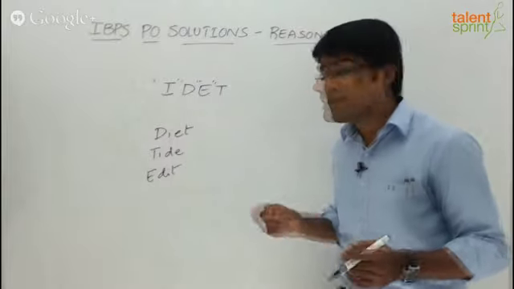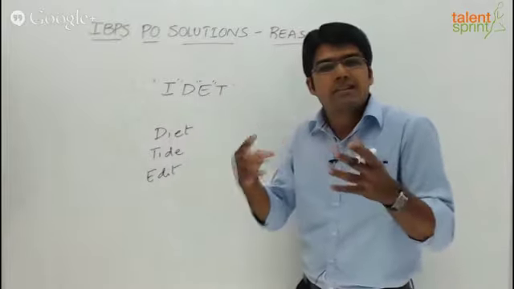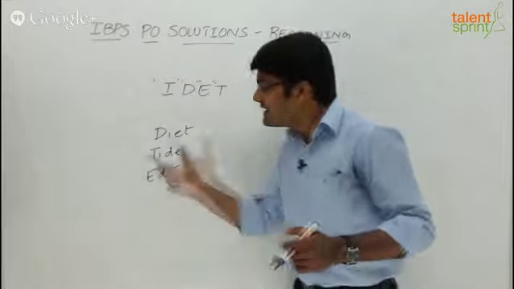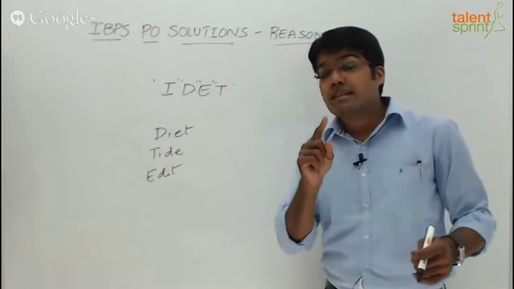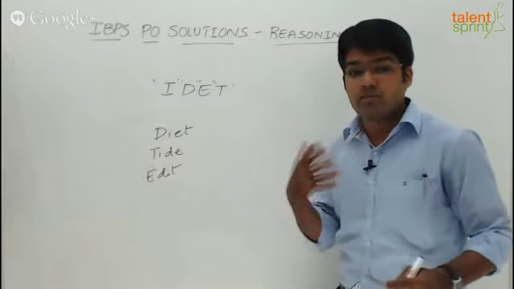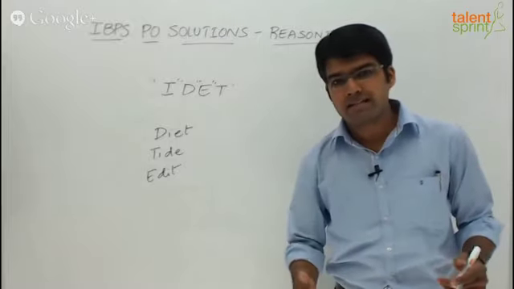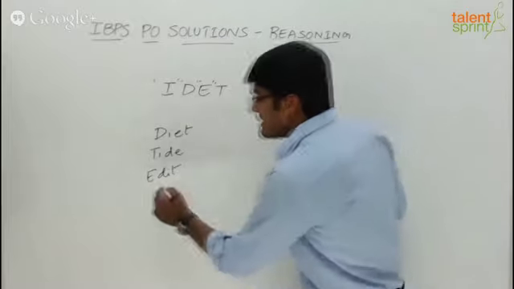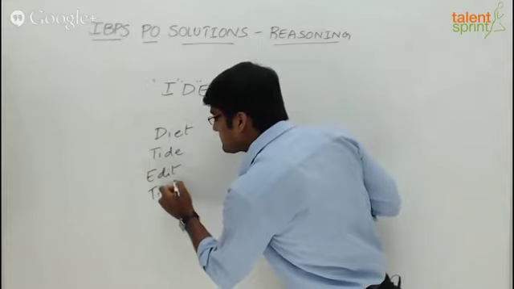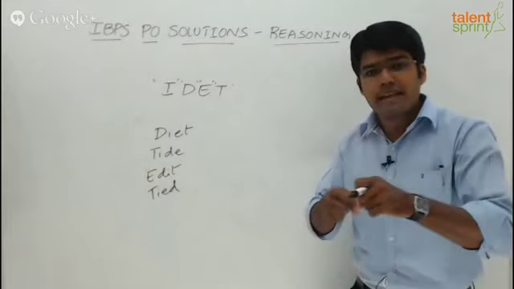Those who have said 2 words, they got diet and tide because these are the easier ones. Edit is the 3rd word. And there's one more word here. In my view, there's a 4th word. Of course, more than 3 is the answer, but I also know a 4th word, which is tide. Tide is a word, right? You tie something. Tide is also a meaningful word.